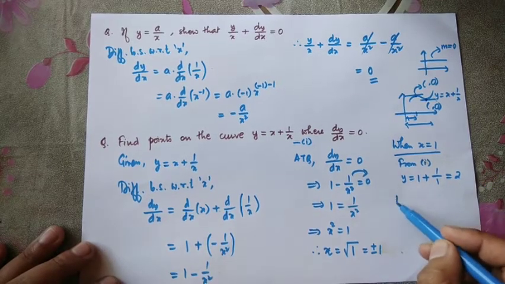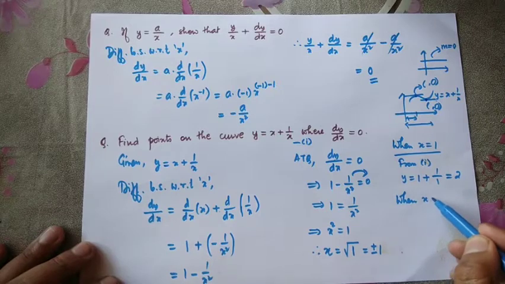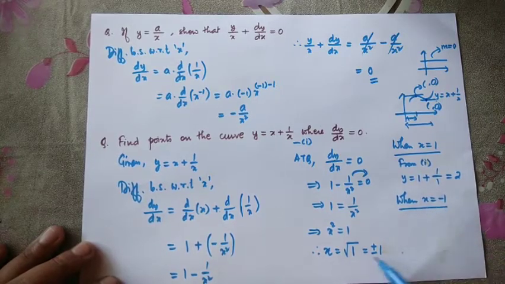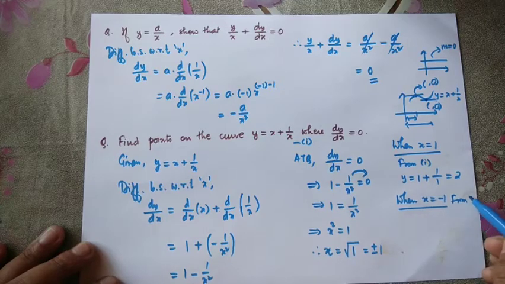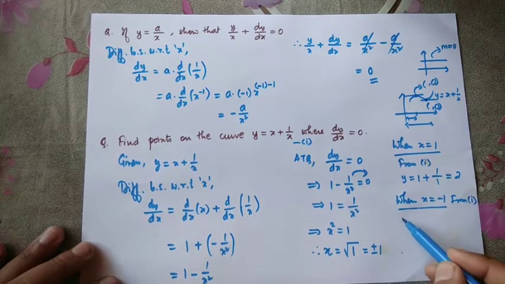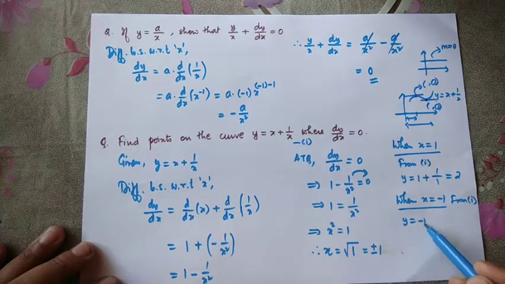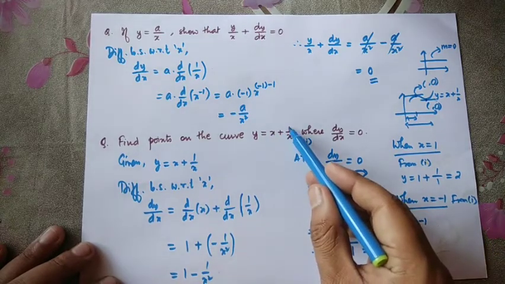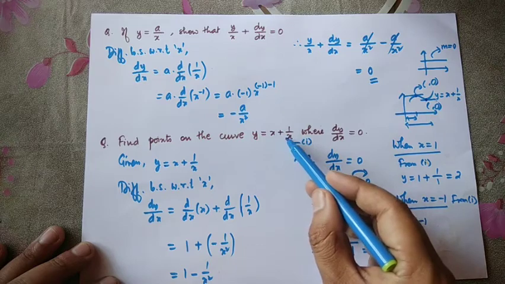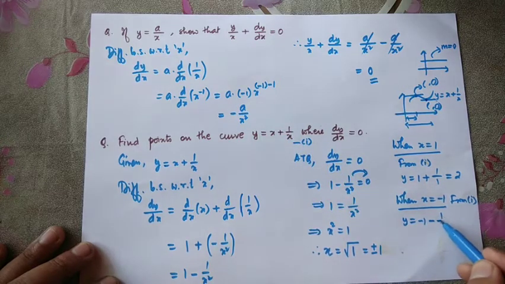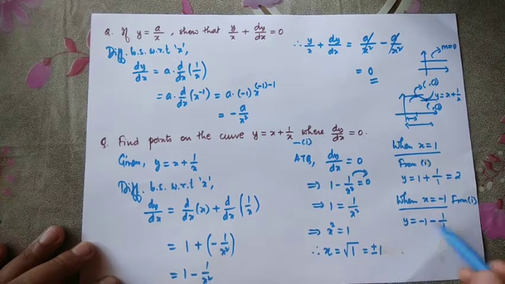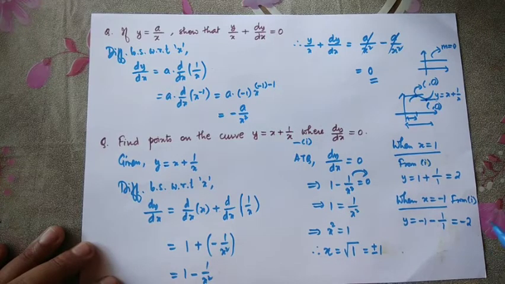Similarly, we'll see what happens when x is equal to minus 1, the other value. Again from equation 1, we have y equals x, which is minus 1, plus 1 by minus 1. Plus into minus becomes minus, so I'll get this much. Simplify this, you'll get minus 2.